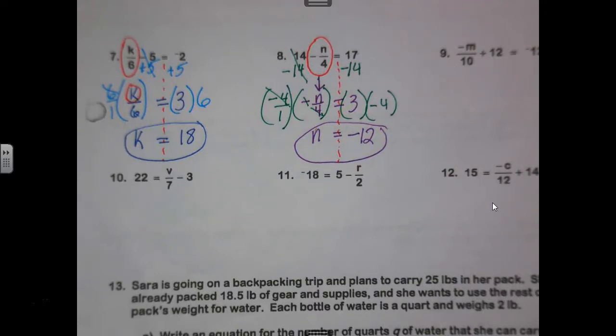Now let's take a look at the word problems. You can't be skipping these. Stop it.